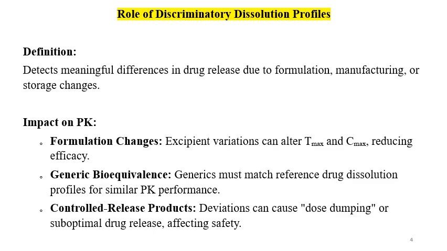Now see the impact of this on drug PK or pharmacokinetics. Formulation changes and excipient variations can alter Tmax and Cmax, reducing the efficacy. Some formulation excipients can improve the solubility or decrease the precipitation of the API in the GI tract, and through this, these formulation excipients impact the in vivo behavior.